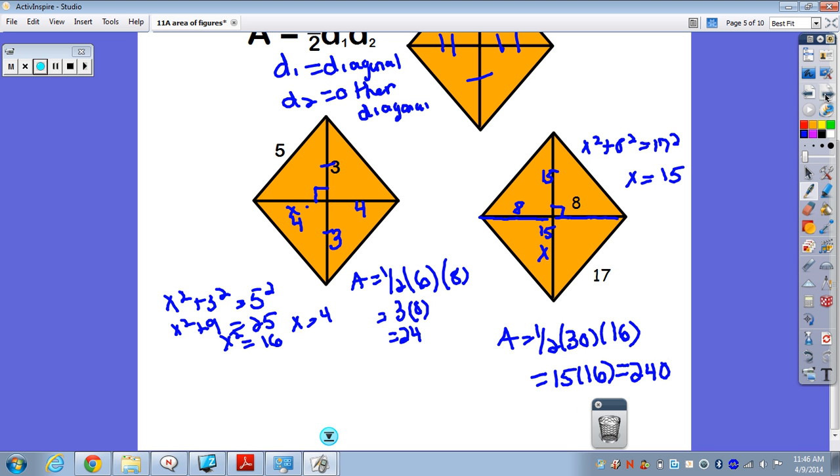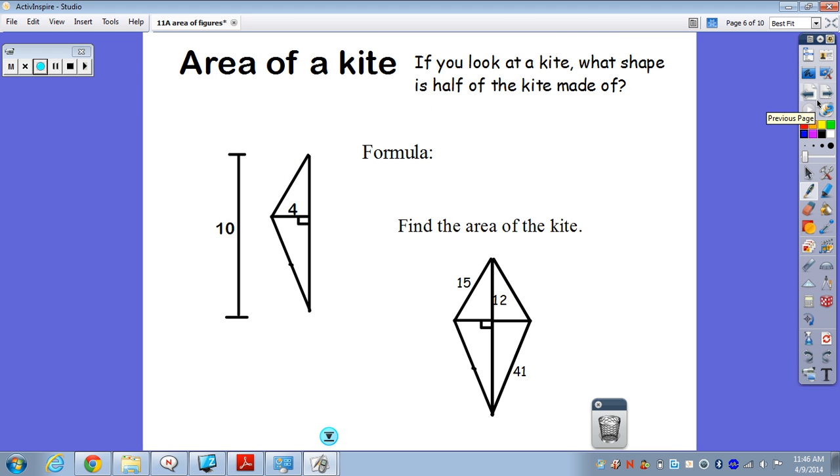So that's a review from last unit. Then we have a kite. So if you look at this kite, what shape is half the kite? So here's my kite and they showed half, and that shape is a triangle.